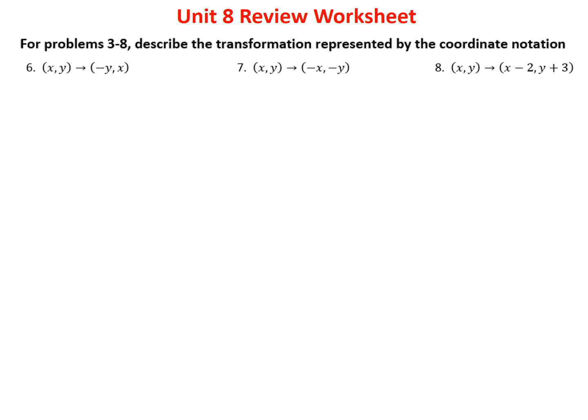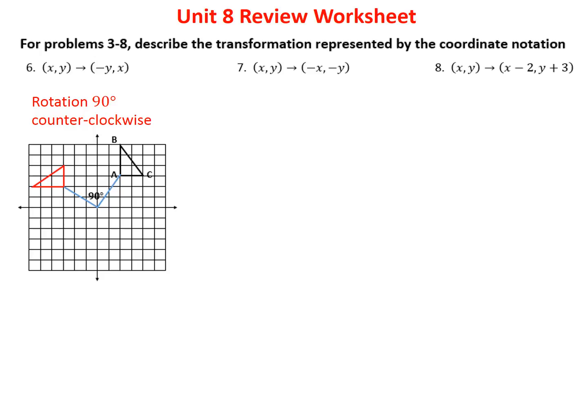In number 6, we have an interesting thing where x and y actually change places and one becomes negative. This is actually a rotation 90 degrees clockwise. If you look at point A in the original triangle, it is (2, 3), but when you rotate it, it becomes (-3, 2). And that's the nature of (y, -x). By the way, if you get (-y, x), that's a full 270 degrees, or 90 degrees going the other direction.